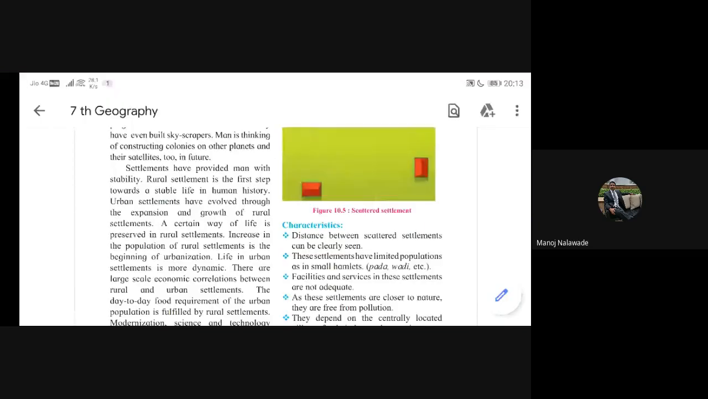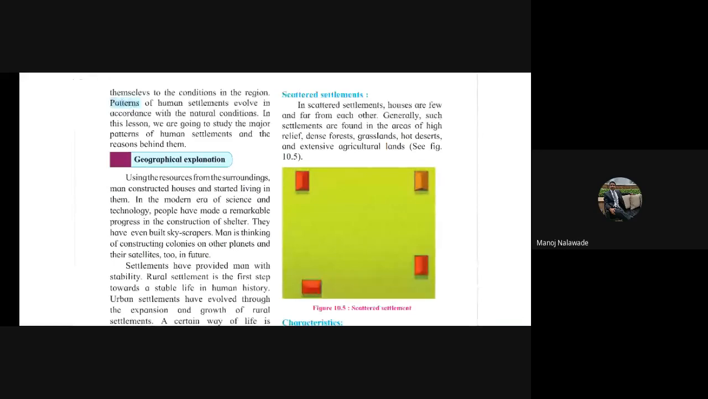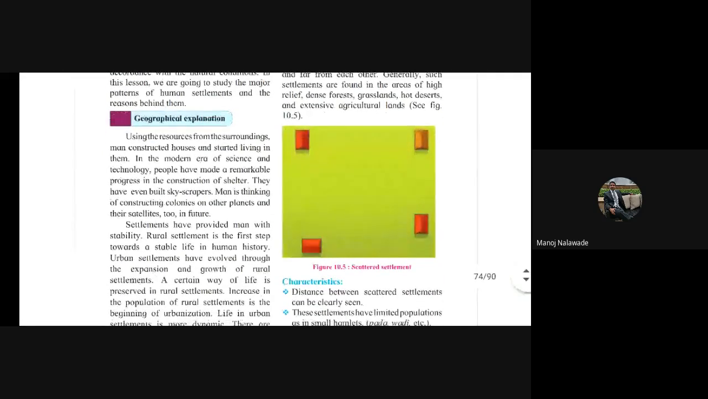Today the construction industry has evolved so much. We know that we are now building buildings a kilometer high, like the Burj Khalifa. There are different wonders of construction. They have even built skyscrapers, right? A skyscraper means a very high multi-storied building. Man is thinking of constructing colonies on other planets and their satellites in the future.